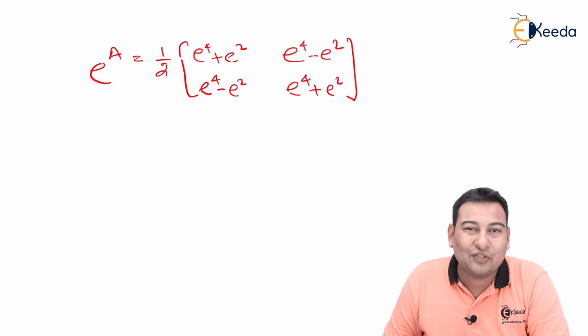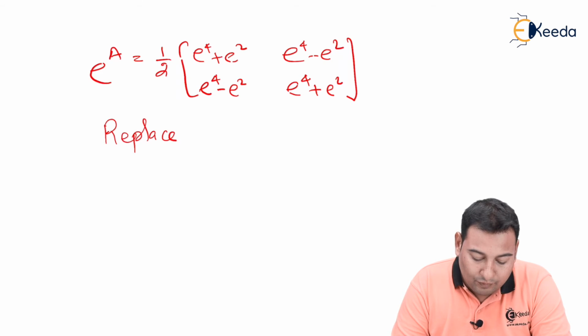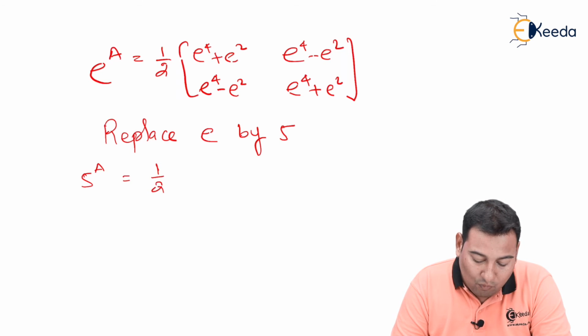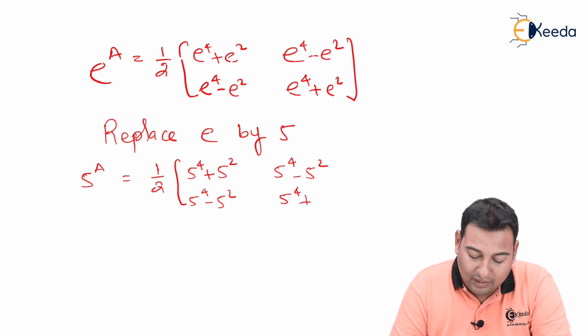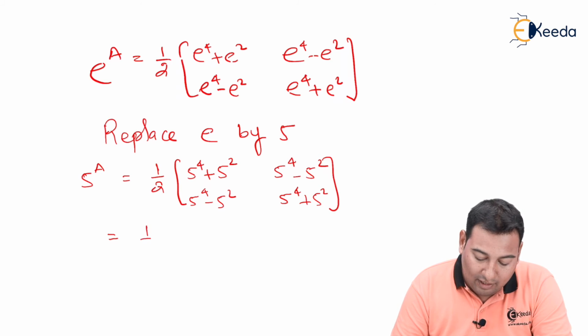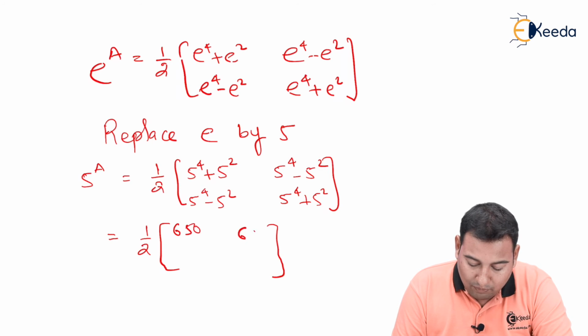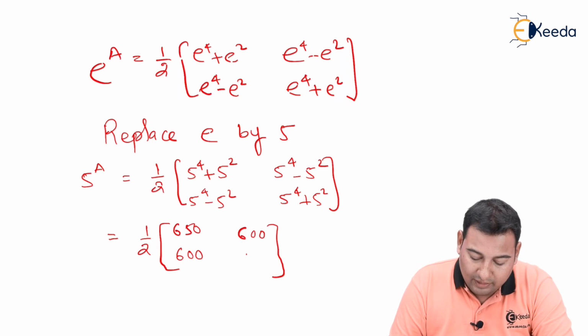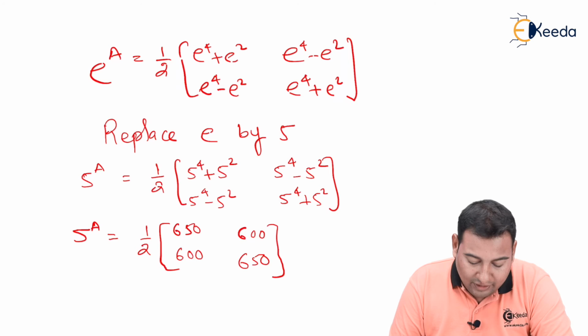One more thing is asked, that is phi raised to a. So what can be done? You can just simply replace e by phi to get phi raised to a. So phi raised to a will be, it's very simple, 1 upon 2 [phi raised to 4 plus phi square, phi raised to 4 minus phi square, phi raised to 4 minus phi square, phi raised to 4 plus phi square]. So that will be 1 upon 2 [650, 600, 600, 650]. So this is the answer for phi raised to a.